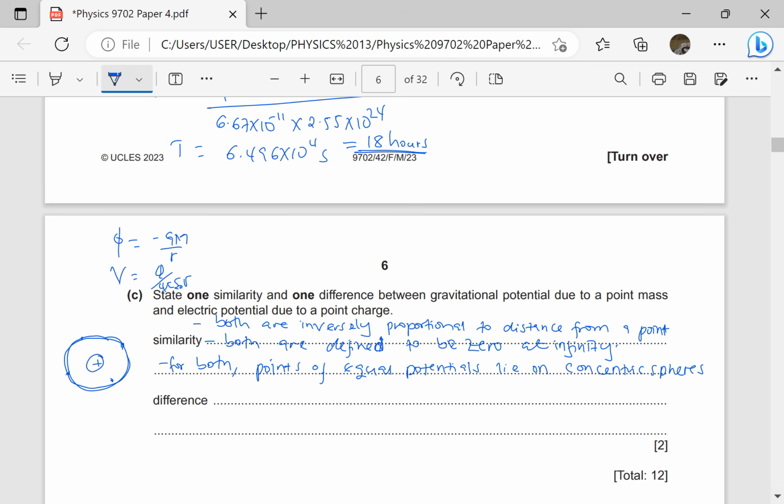So those are some of the similarities. You could state one of those. Then for differences, of course we know gravitational potential is always negative. There is no argument about that. Why is it negative? Because potential at infinity is defined as zero, and yet the force between two masses is always attractive. Therefore, moving a mass from infinity towards another mass, energy is got out. So that means energy is going to be less than zero. So we can simply say gravitational potential is always negative.